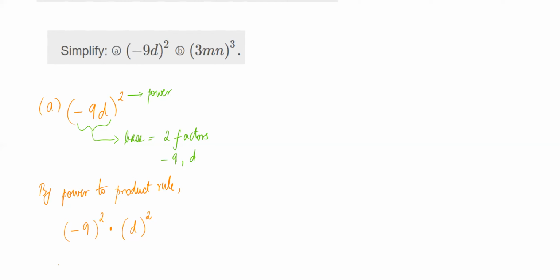Negative 9 power 2 is negative 9 times negative 9, which is positive 81. d squared cannot be simplified, so we simply write it as d squared and box your answer.